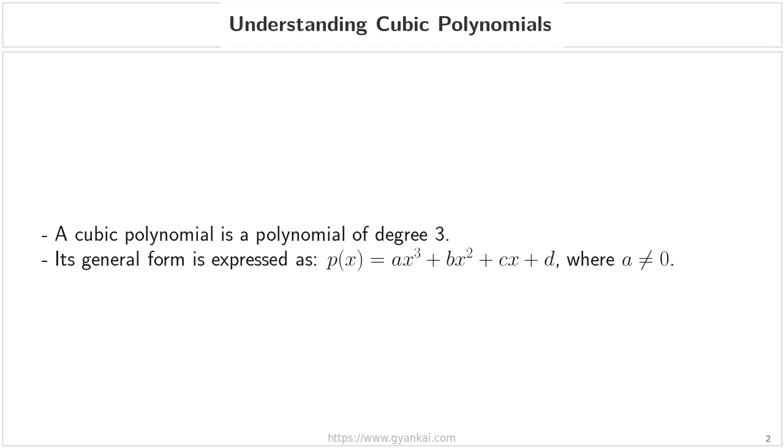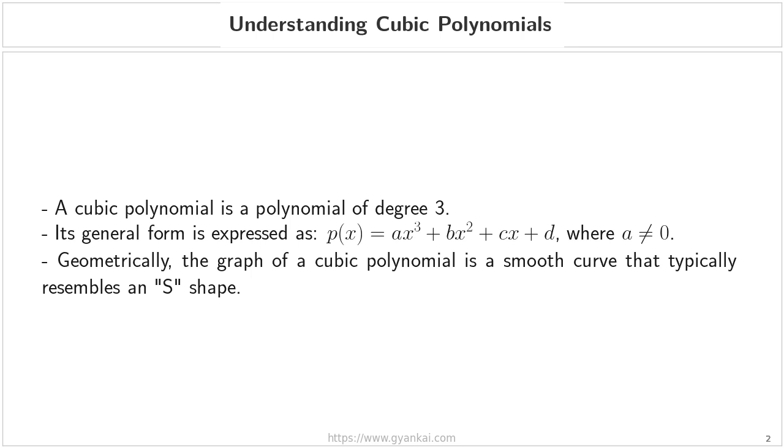Understanding cubic polynomials. Now that we've recalled how linear and quadratic polynomials behave, let's dive into the core of today's lesson, understanding cubic polynomials. First, by definition, a cubic polynomial is simply a polynomial where the highest power, or the degree, is 3. To work with these mathematically, we use a general form, which we write as p of x equals a times x cubed plus b times x squared plus c times x plus d. It is very important to note the condition that a cannot be equal to 0. If a were 0, the x cubed term would disappear, and we'd be back to a quadratic polynomial instead.